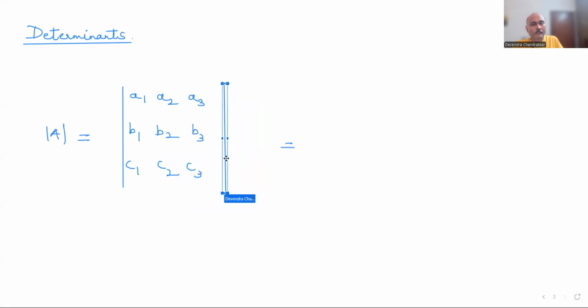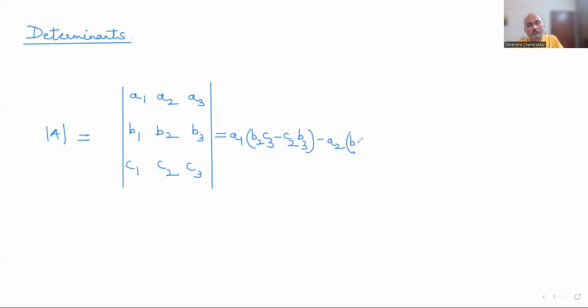The value of this is A1 times (B2 C3 minus C2 B3), minus A2 times (B1 C3 minus C1 B3), plus A3 times (B1 C2 minus C1 B2). Okay? So we learned this also in yesterday's session.